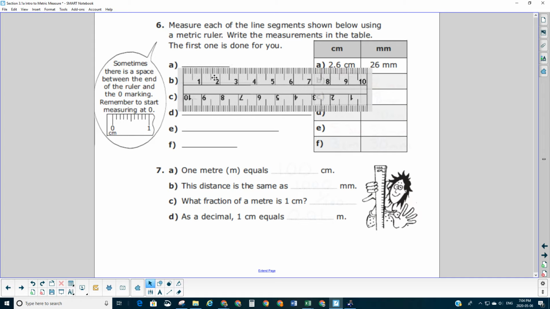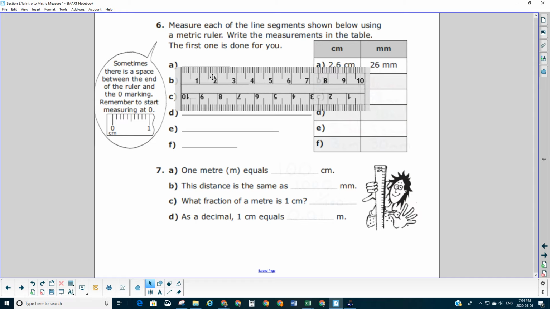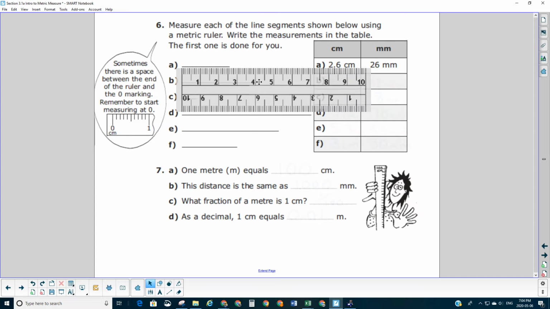So you don't put the end of the ruler at the end of your line. You have to put the 0 mark. So I'm going to put it right about there. And you can see that it goes just past the 2. It goes to 2.6. So I'll just move it underneath here so I can see it a little better. So that's 2 centimeters, and then 1, 2, 3, 4, 5, and then one more makes 6. So 2.6 centimeters are 26 millimeters.